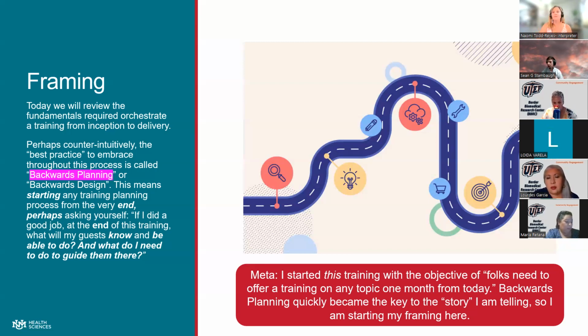And what do I need to do during my training to guide folks to that destination? So it's a little counterintuitive, because the best thing to do when you're planning a training is to start at the end. What is the actual objective and goal of this training? What do I want my audience members to know and to be able to do by the end? And what do I need to do during my training to get them there?